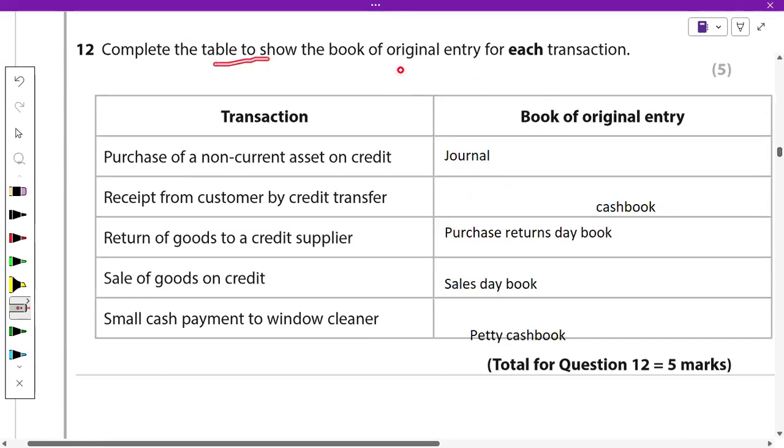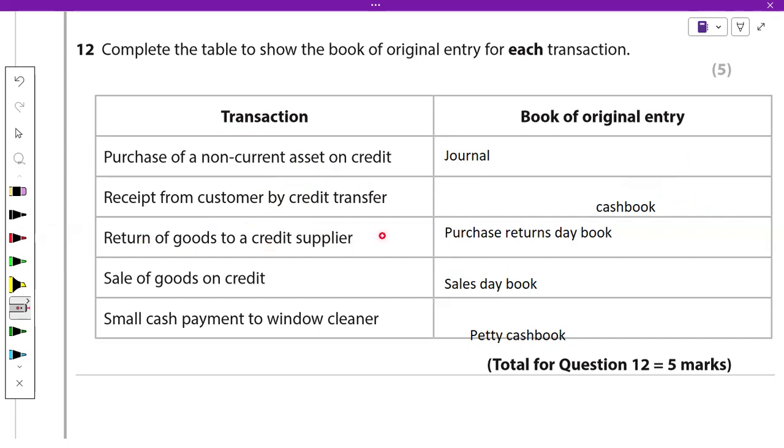Complete a table to show the books of original entry for each transaction. So our first transaction is the purchase of a non-current asset on credit. So this will be entered in the journal. Okay, receipt from a customer by credit transfer. So we basically receive the amount from the customer. Whenever we are receiving some amount from the customer, we will be entering it in the cash book.